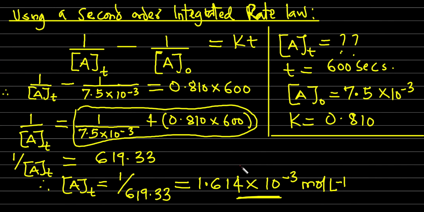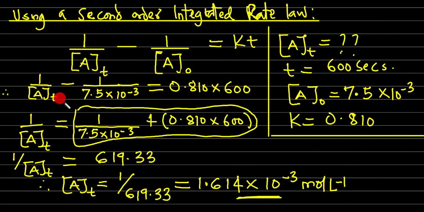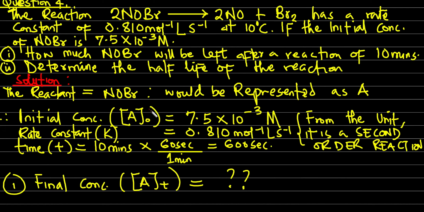So let's solve, using the second order integrated rate law. The second order integrated rate law is 1 over At minus 1 over A naught equals kt. Now this is what I'm looking for, the final concentration. Remember, this is what we have to find. So I have 1 over At, and 7.5 times 10 to the power minus 3 was the initial concentration that was given to us.